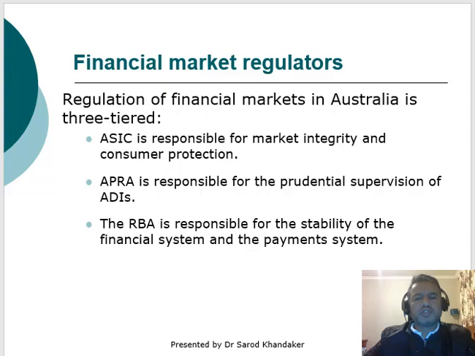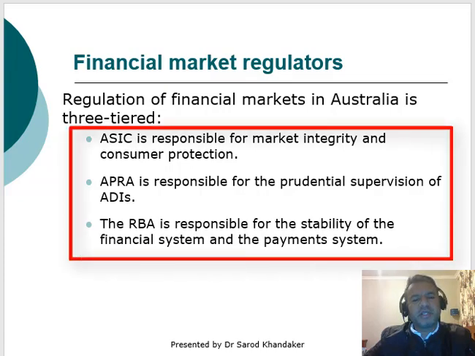Regulation of the Australian financial market is three-tiered, which includes ASIC, which is responsible for the market integrity and consumer protection. APRA is responsible for prudential supervision of deposit-taking institutions. And third is the RBA, which is responsible for the stability of the financial system and the payment system.